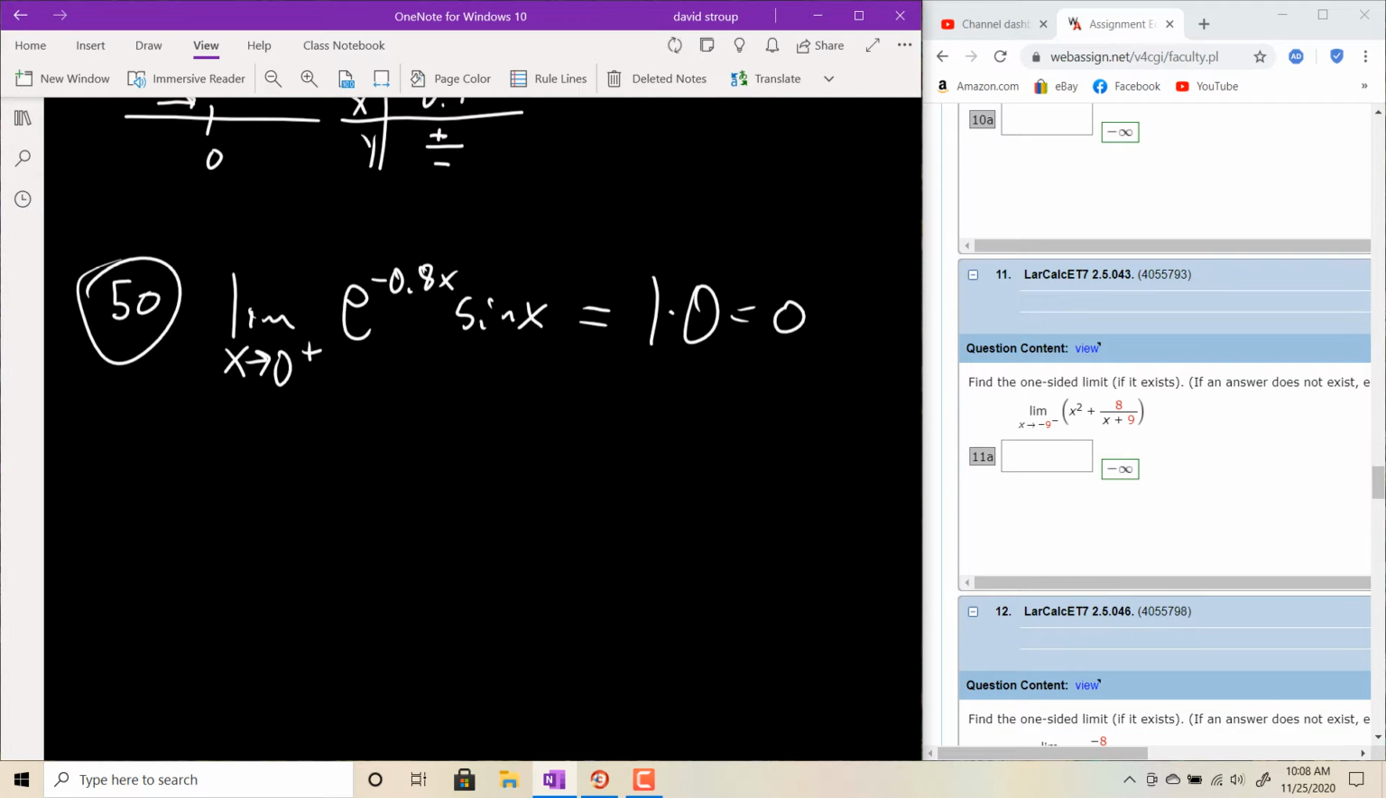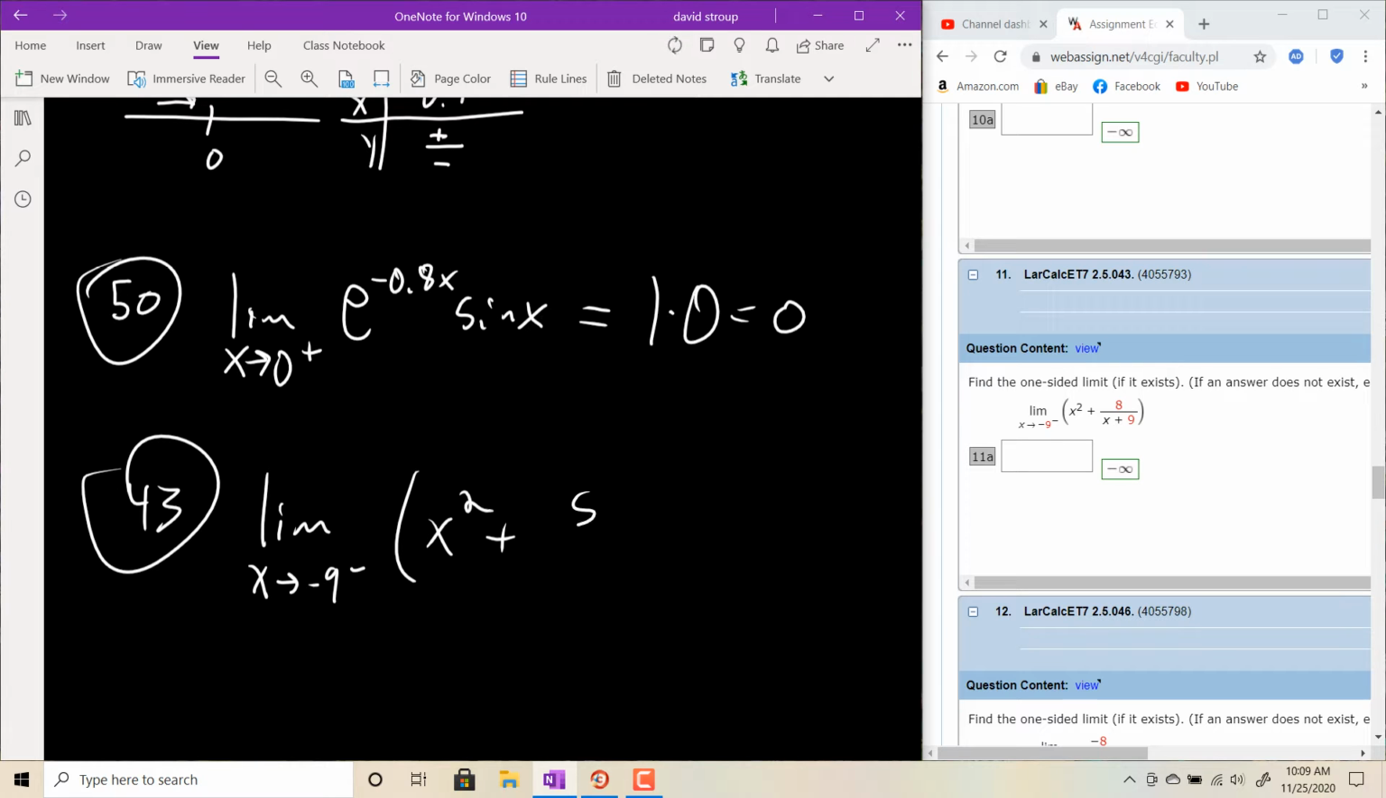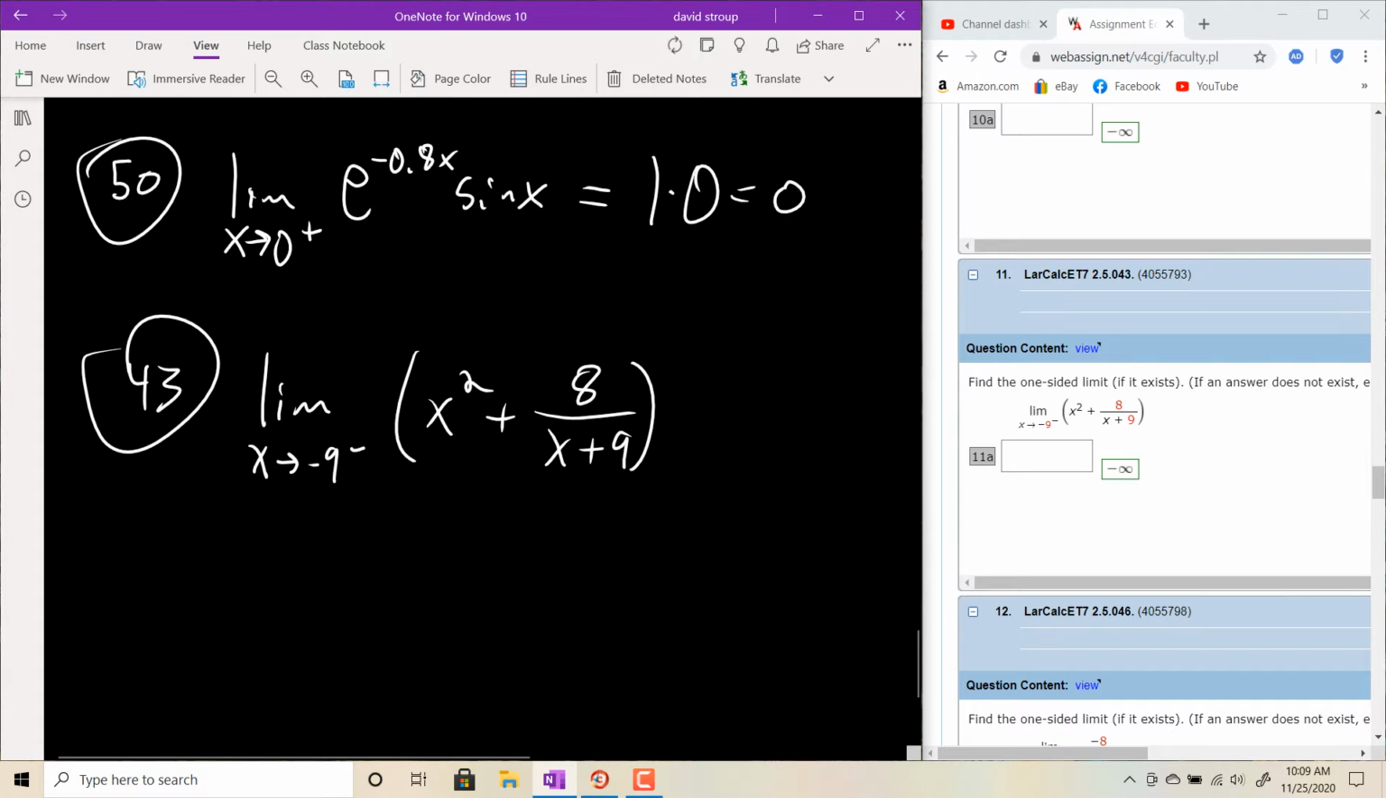How about this guy? So number 43. It's more along in our wheelhouse. Limit as x goes to negative 9 from the left of x squared plus 8 all over x plus 9. So this guy here, I'm coming in from the negative side.